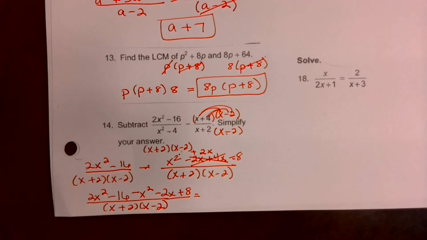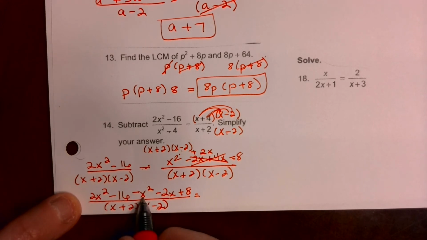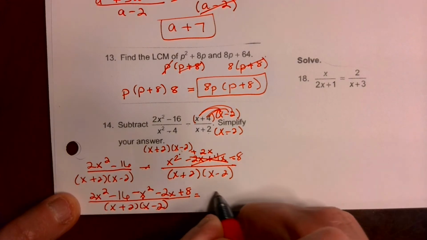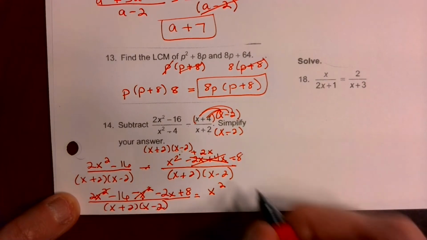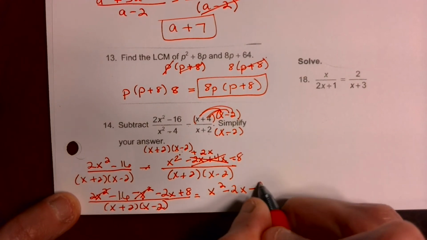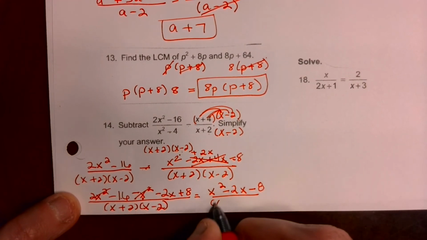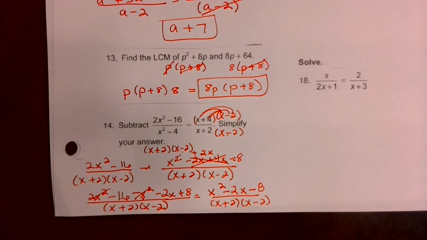And we now combine like terms in the top. We got a 2x squared and a minus x squared. So that would be an x squared and a minus 2x minus 8, all over x plus 2x minus 2. It's a little bit of a longer one, isn't it?